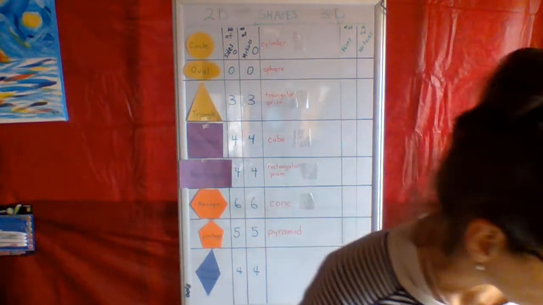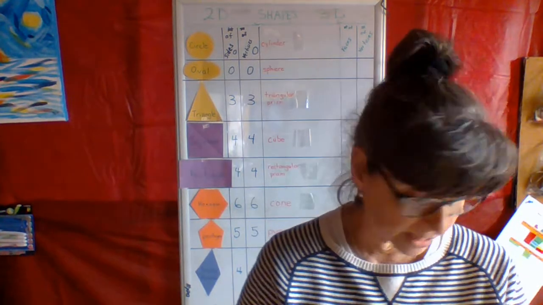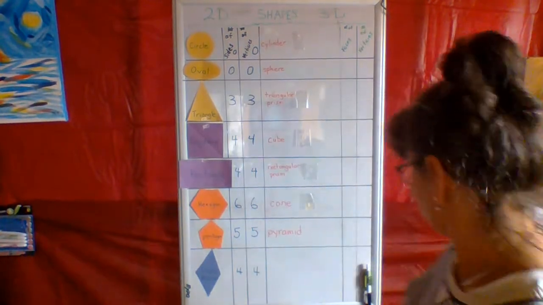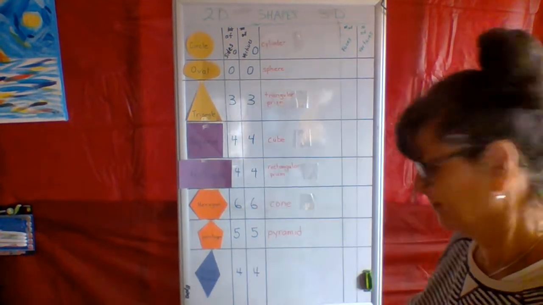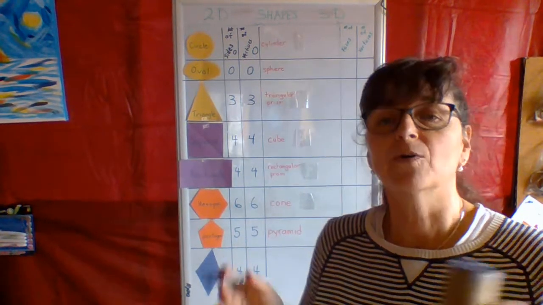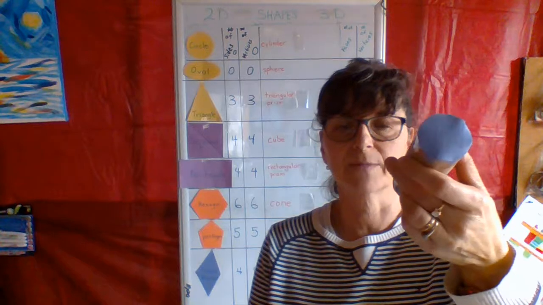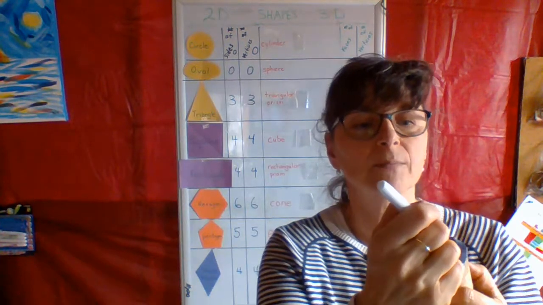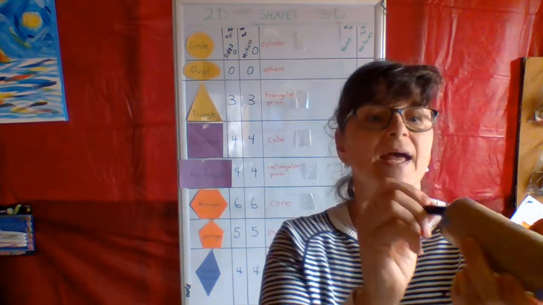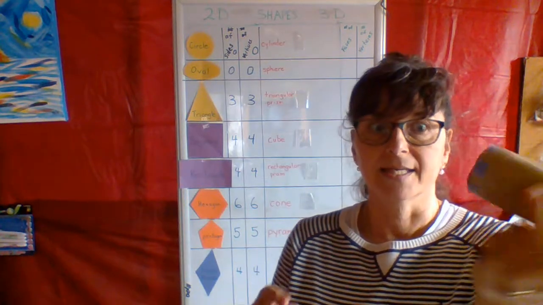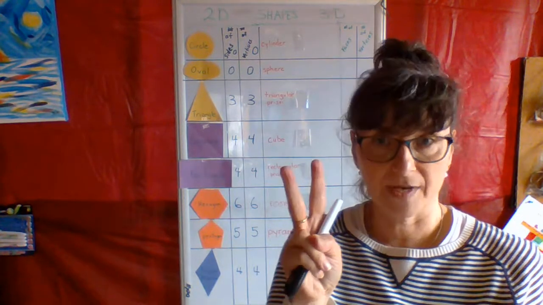So we're going to count how many faces our 3D shapes have. And I lost my marker, so we'll just use this one. So that we don't get mixed up, we're going to put numbers on our faces. So this is number 1 and number 2. So this has two faces.